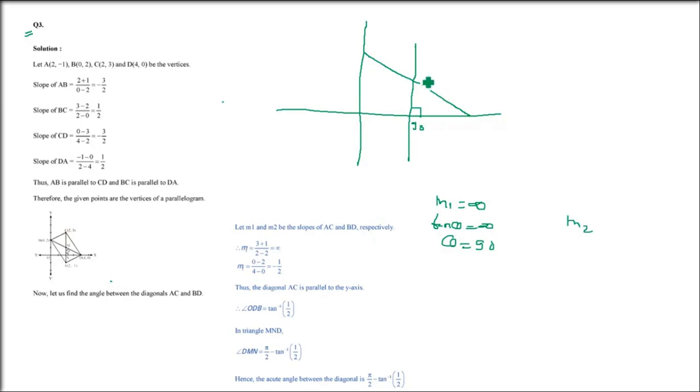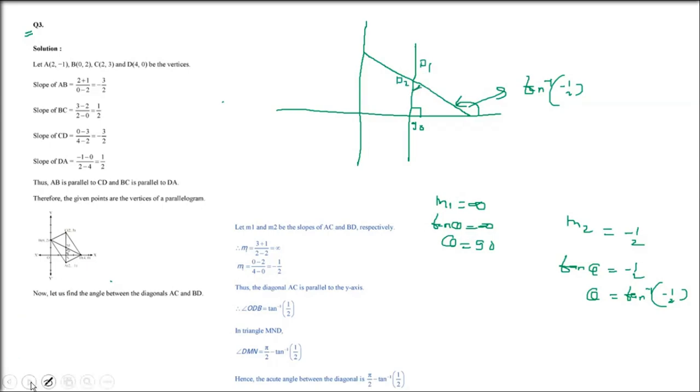The next one is m2. What is the slope of this m2? It is minus half. So we have tan theta equals minus half, and theta is tan inverse of minus half. Remember, theta is always measured from the positive direction of the x-axis. So this is theta, tan inverse minus half. This is diagonal 1, this is diagonal 2, and this is the angle between them.